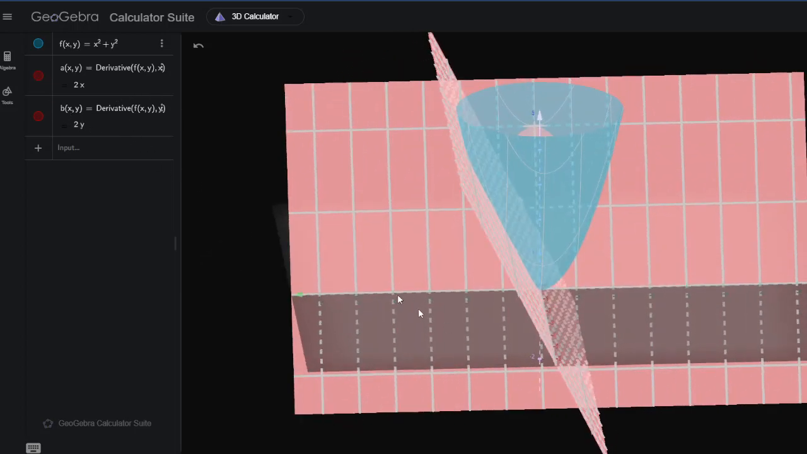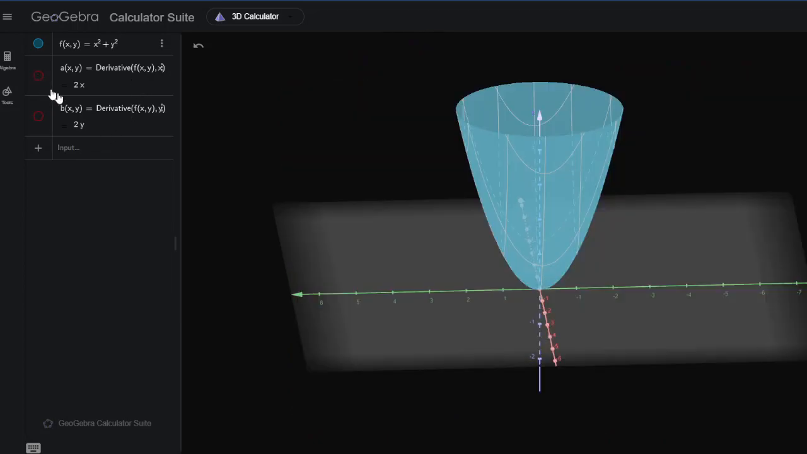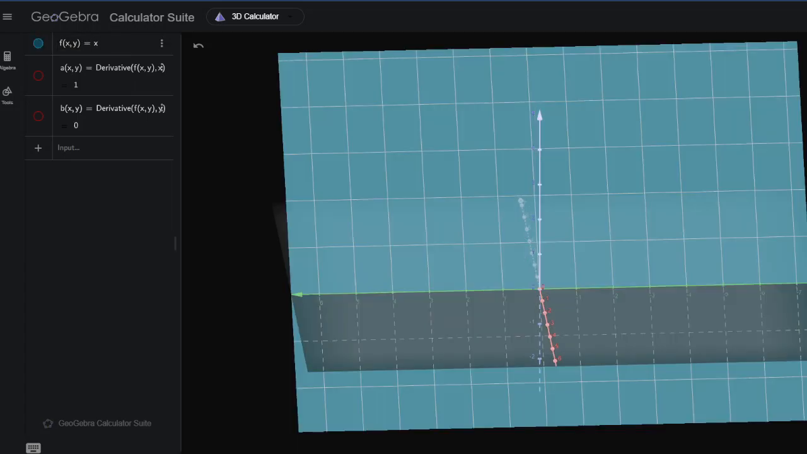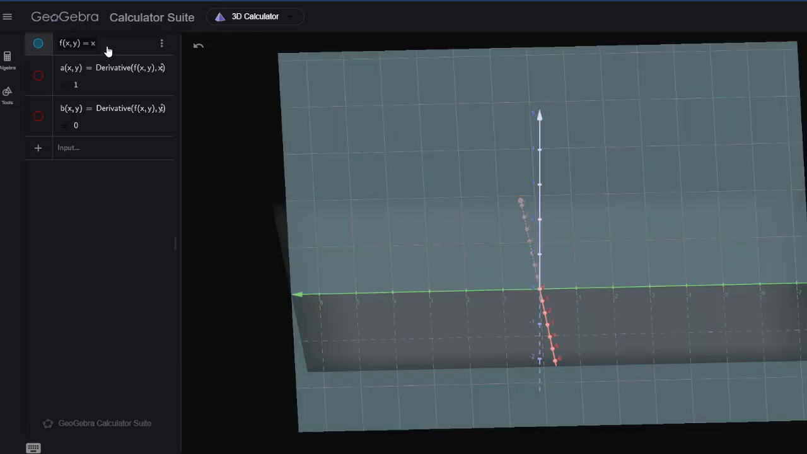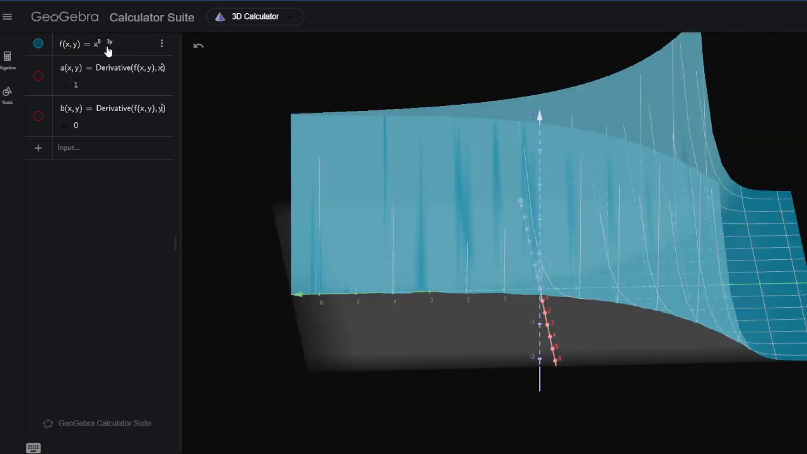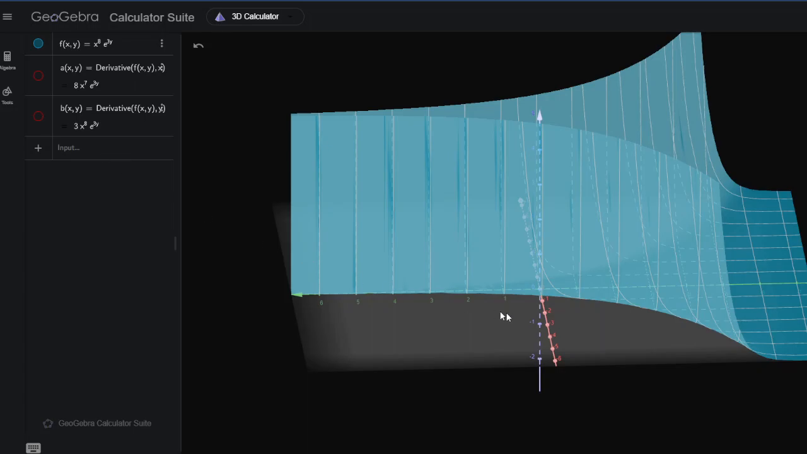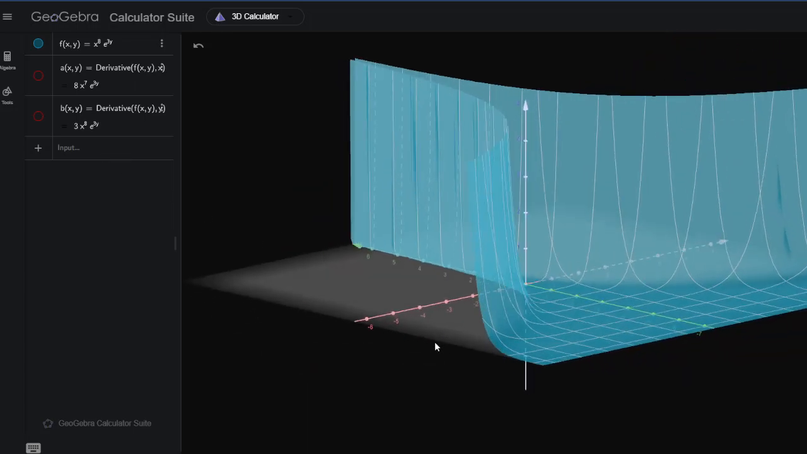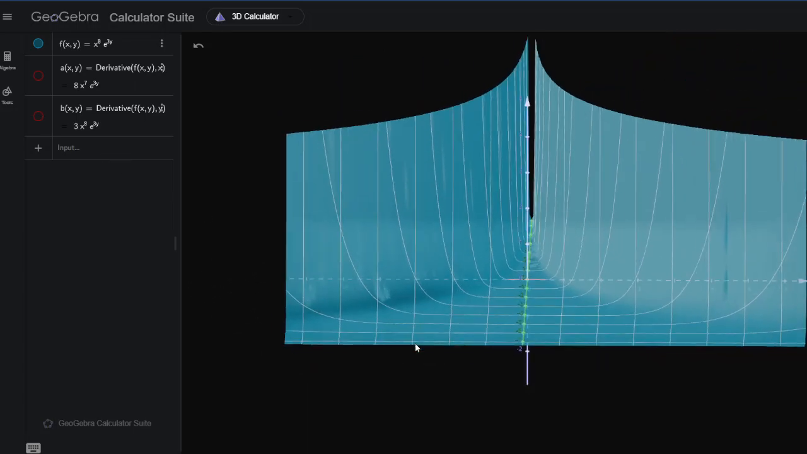So I think I can just change this function here and it'll automatically change the other two. So we can go ahead and look at the other ones we did. Like x to the 8, e to the 3y, for example. And yep, the derivatives are automatically updated here. And they're both turned off right now, so we can just kind of see the function.